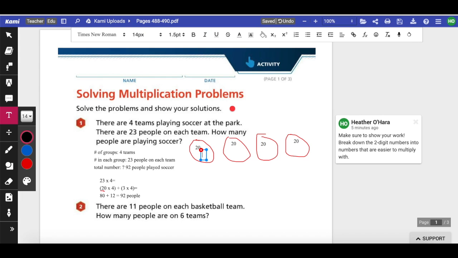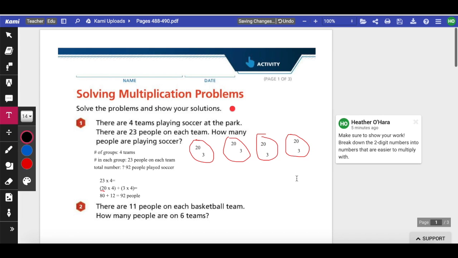80, 83, 86, 89, 92. So there's 92 people that played soccer, and all I did was I first dealt out 20, and then I dealt out 3. So I could have counted 20, 40, 60, 80, and then 80 plus 12. So the same way that I did it right here, I broke apart the numbers to make it easier for me to multiply with. So you could either draw a picture or break apart the numbers.